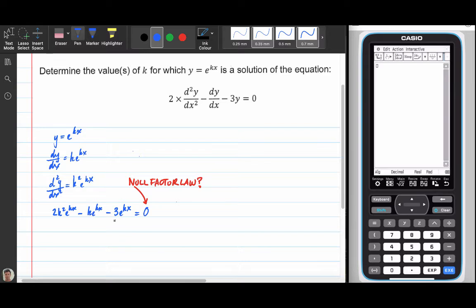So the first thing we're going to do, guys, is factorize by that common factor of e to the kx, and we're left with 2k squared minus k minus 3 is equal to 0. Now we can see that there's a quadratic beginning to form here. Now, if we're not using a calculator, from here what we're going to have to do is factorize this quadratic. Now, we have a non-monic quadratic equation here, so I'm going to split the middle and then factorize it.